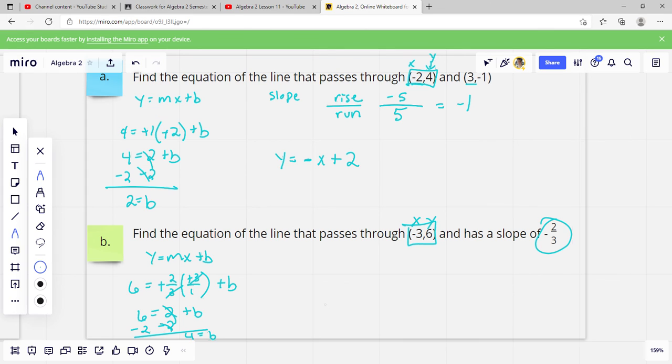All right, so now we just have to write the equation. So y equals m, which is our negative 2 over 3, x, and then plus b, which is 4. That's the answer for that one.